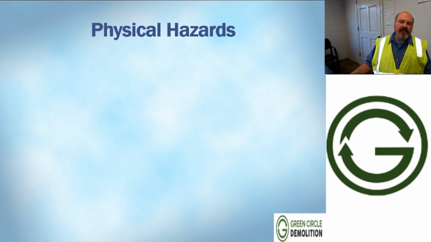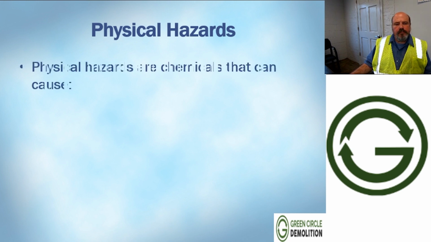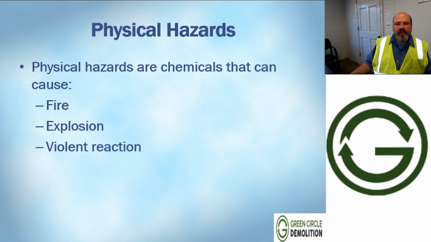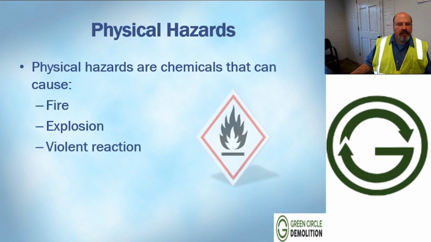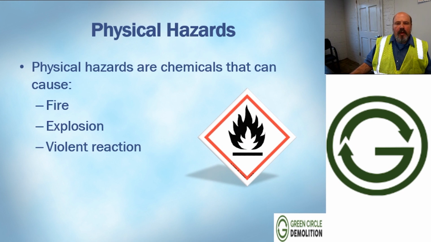Let's talk about what a physical hazard might be. Physical hazards are chemicals that can cause fire, an explosion, or a violent reaction. And the Globally Harmonized System pictogram for this type of hazard is the diamond with the fire in it.